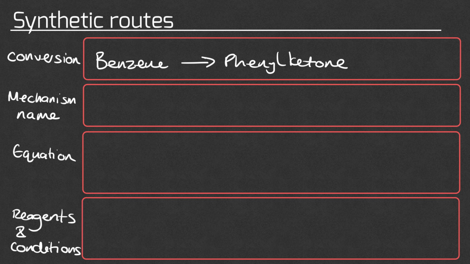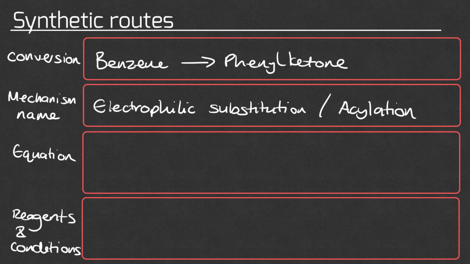For the conversion of benzene into a phenyl ketone, this is an electrophilic substitution reaction, also known as an acylation reaction.